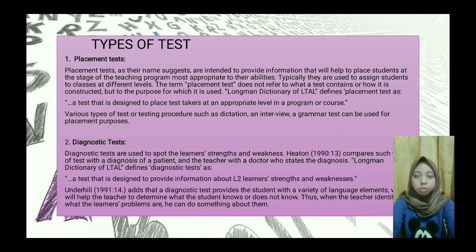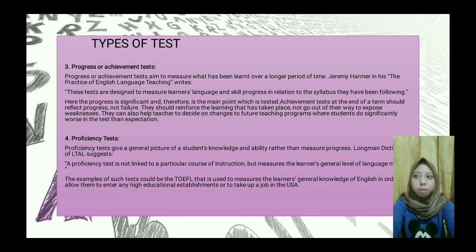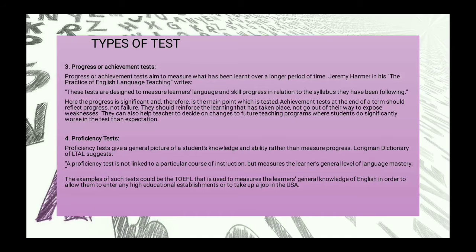There are several types of tests. First, placement tests. Placement tests, as their name suggests, are intended to provide information that will help to place students at the stage of the teaching program most appropriate to their abilities. Second, diagnostic tests. Diagnostic tests are used to spot the learner's strengths and weaknesses. Third, progress or achievement tests. Progress or achievement tests aim to measure what has been learned over a longer period of time. Fourth, proficiency tests. Proficiency tests give a general picture of a student's knowledge and ability rather than measure progress.